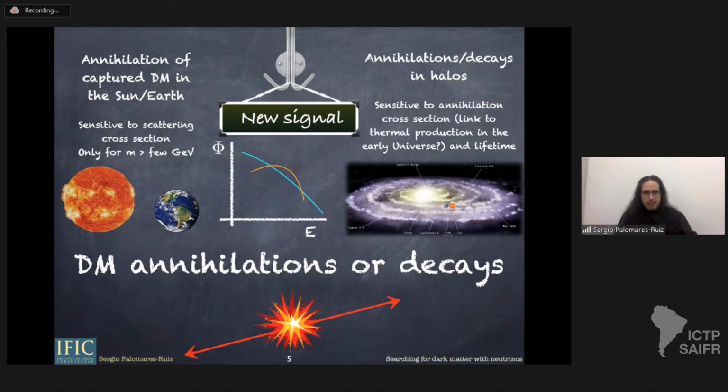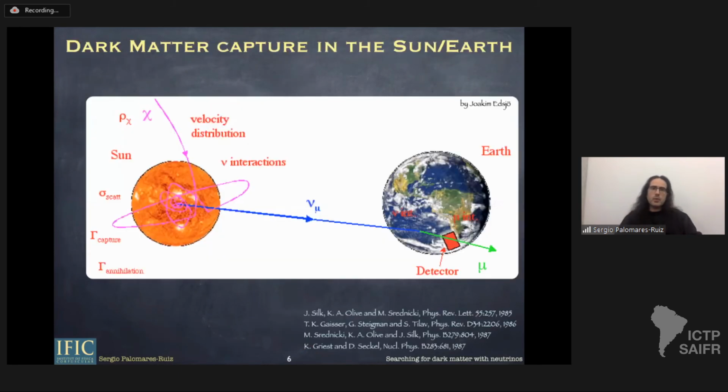So, as I said, in the next slides I will be talking about dark matter annihilations or decays from these two different types of objects. Okay, let's start with dark matter capture in the Sun or the Earth.